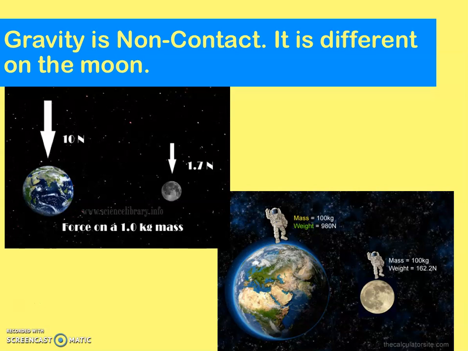So for example, the astronaut standing on the Earth has a mass of 100 kg. If we multiply that by the 10 newtons, we can see his weight is 980 newtons.